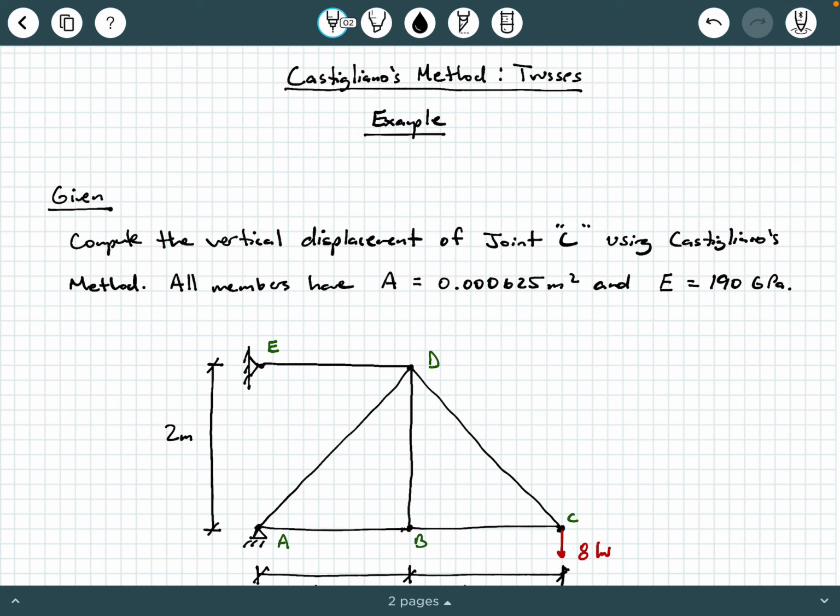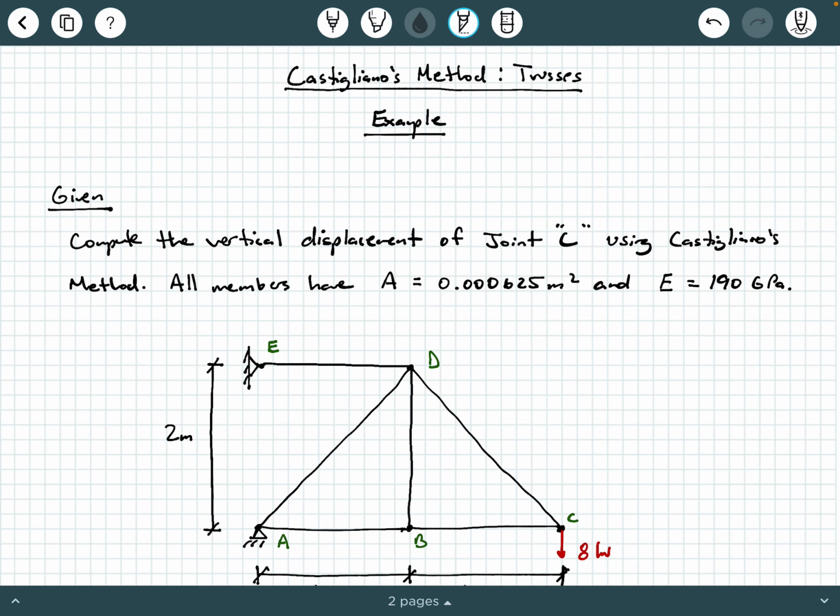Hey everybody, Dr. A here, and in this video we're going to be exploring an example of using Castigliano's method to analyze a truss. In particular, we're being asked to compute the vertical displacement of joint C using Castigliano's method.